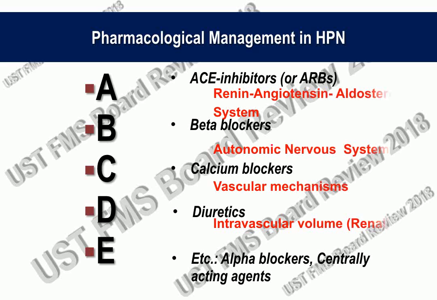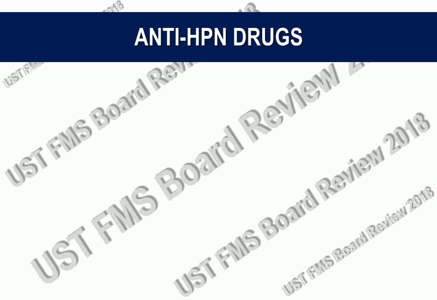Of course, you have your ACE inhibitors that target your renin-angiotensin-aldosterone system. The beta blockers, which would target the autonomic nervous system, if you still remember the equation in the pathophysiologic mechanism for hypertension. Your calcium channel blocker will target your vascular mechanism. And finally, your diuretics would target your intravascular volume, or the renal or sodium excess mechanism. So be familiar with the different antihypertensive drugs.